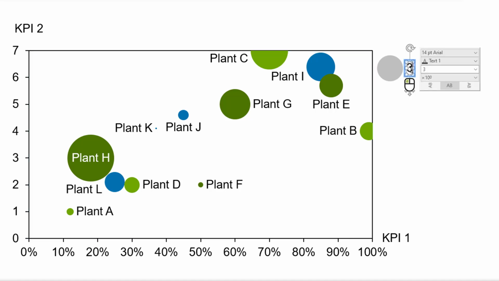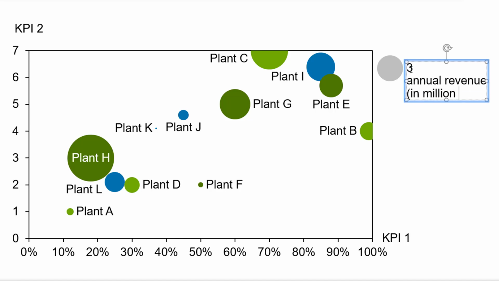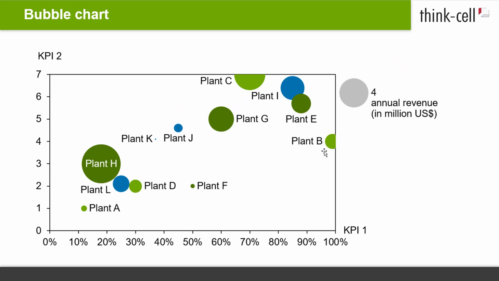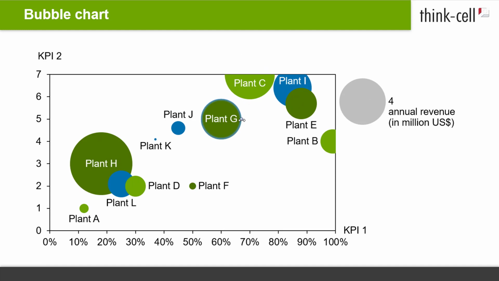Left-click onto the text label of the legend and type in further information on the meaning of the bubble size, in our case, annual revenue in million US dollars. You can change the bubble size used in the legend by selecting the bubble and dragging the handle that appears on its right boundary. To scale the size of the bubbles inside the chart, select one of them and drag its handle. All other bubbles are scaled accordingly to maintain the correct ratio between them.